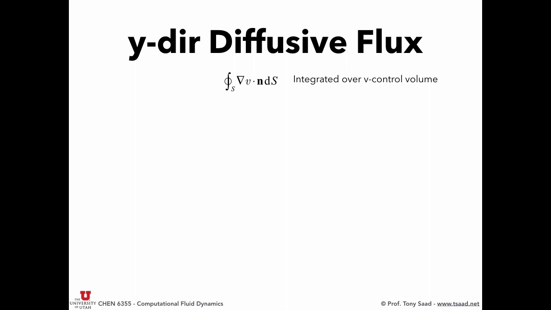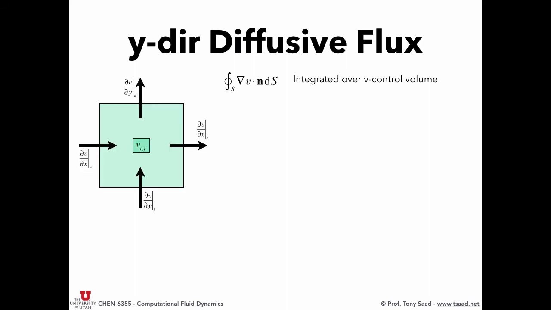It's a y momentum control volume, or v volume, or y staggered volume, whatever you want to call it. In this case, we only need to deal with that volume. This is a y volume in green. And this integral is simply dv/dx east minus dv/dx west, times delta y, plus dv/dy north minus dv/dy south, times delta x.